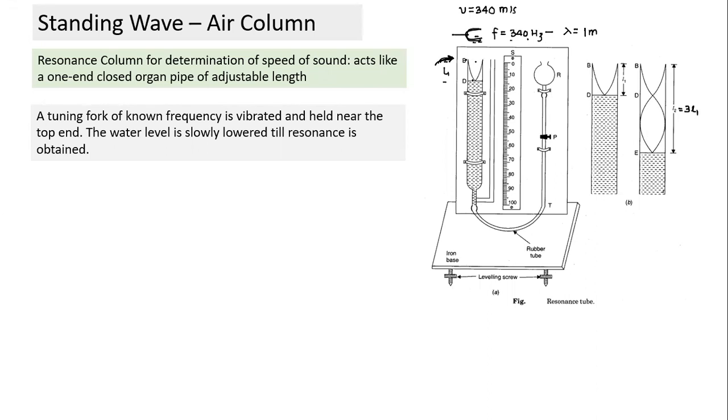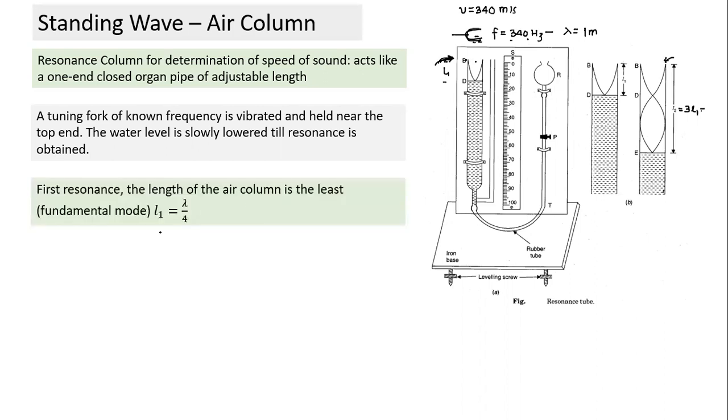I get the first resonance here. And then I'll get the second resonance at 75 centimeter. If it is 75 centimeter, then 3/4 of a wavelength is forming. This experiment proves that the assumption that the open end is like an antinode is correct. There's a slight error, which we'll see in the next slide. It is almost correct. In the first resonance, the length of the air column is the least, hence it is in the fundamental mode.